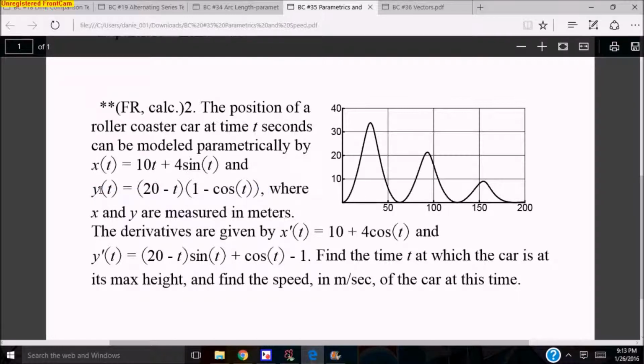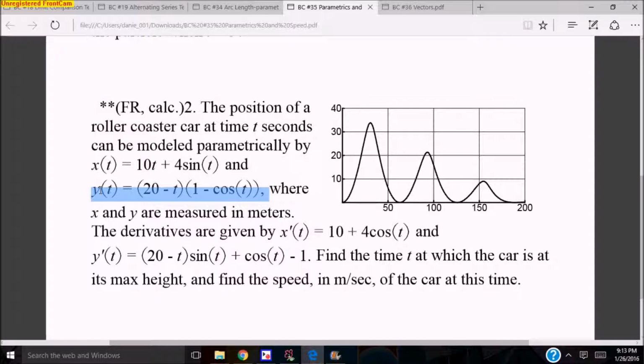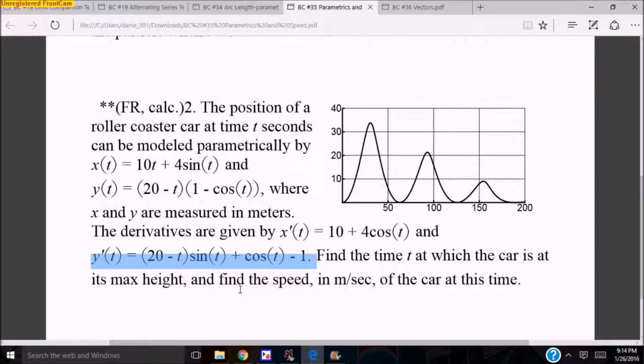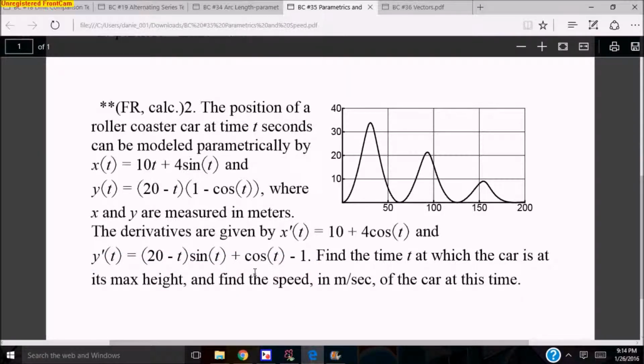And if you think back to good old AB Cal, the way we found when something was at a maximum was we took its derivative and we set it equal to 0. So if I'm trying to find out when something is at a max vertical height, what I need to do in this situation is take the derivative with respect to y, which they've already given us. It's right here. It's 20 minus t times sine of t plus the cosine of t minus 1. And I need to set that equal to 0. You can see that this is a calculator question, so you're going to do this in your calculator.